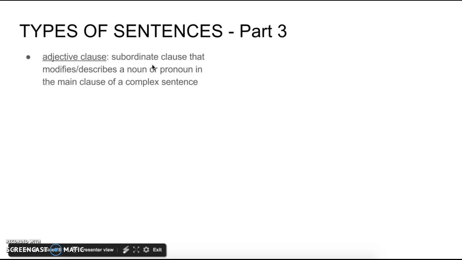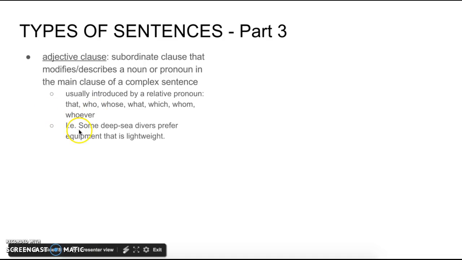An adjective clause is a subordinate clause that modifies or describes a noun or pronoun in the main clause of a complex sentence. It's usually introduced by a relative pronoun, such as that, who, whose, what, which, whom, whoever. Here's an example. Some deep-sea divers prefer equipment that is lightweight. Can you identify the adjective clause?